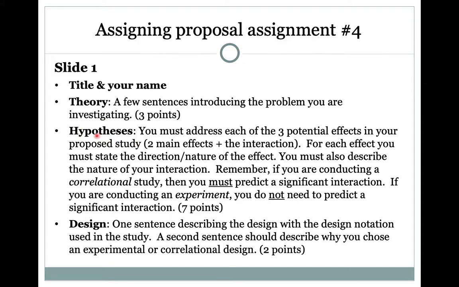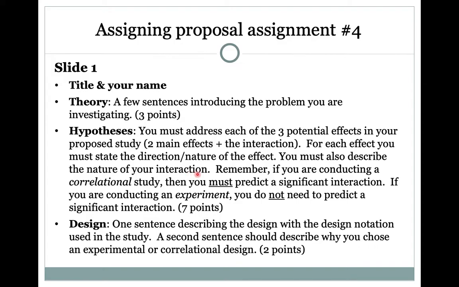Then you're going to list your hypotheses. So you're going to address the 3 potential effects of your proposed study. Again, each of the studies will have 2 main effects and the interaction that you can talk about. For each effect, you have to state the direction or the nature of the effect. So is it a positive relationship? Is it a negative relationship? Is one group higher than the other? And you must also describe the nature of your interaction.